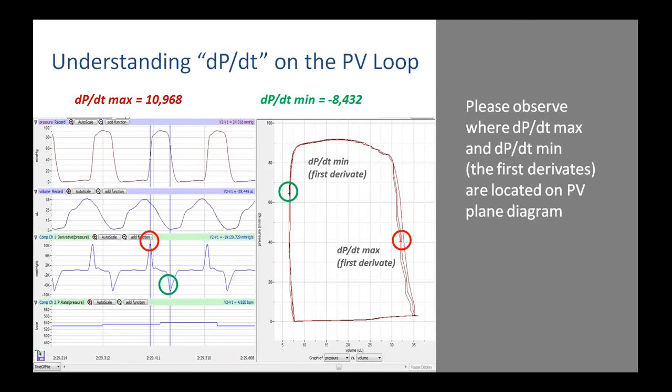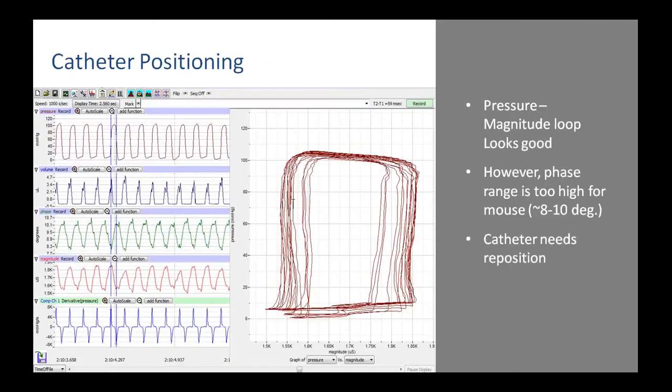I have put this understanding of dP/dt on the PV loop, as dP/dt is the first derivative of LVP. I have inserted this slide for you to better understand where the dP/dt max and min are located on the PV loop plane. On this slide you can see pressure, volume, phase, magnitude, and dP/dt, which is the first derivative of pressure. We can observe on this slide the pressure magnitude loop on the right side. The pressure magnitude loop looks good, and all signals look more or less sinusoidal.